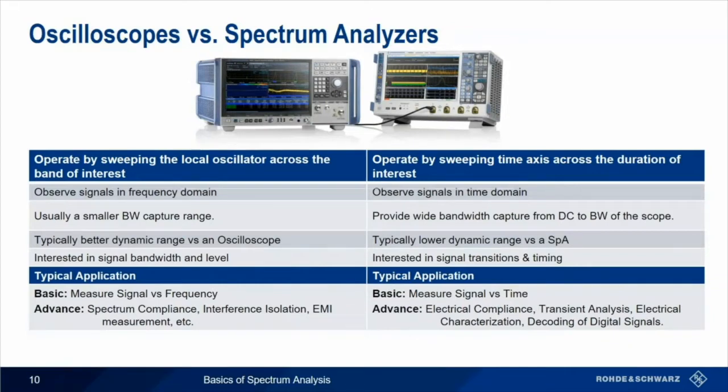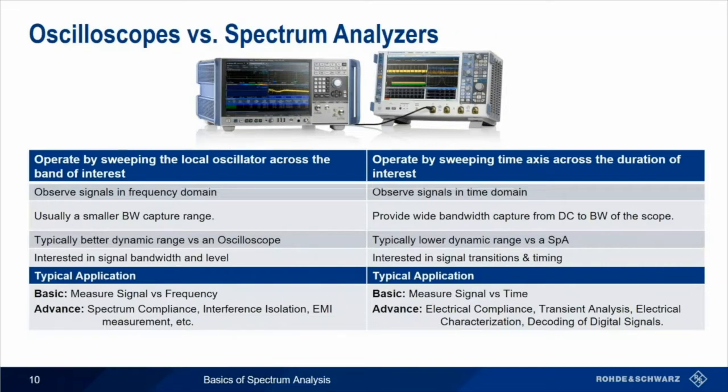So if you have a 1 gigahertz scope, you'll be able to go all the way up to a gigahertz of capture bandwidth. You're usually not going to have as good of dynamic range versus a spectrum analyzer. So the spectrum analyzer is going to have better dynamic range, and in particular, most of the time, a better spurious-free dynamic range.